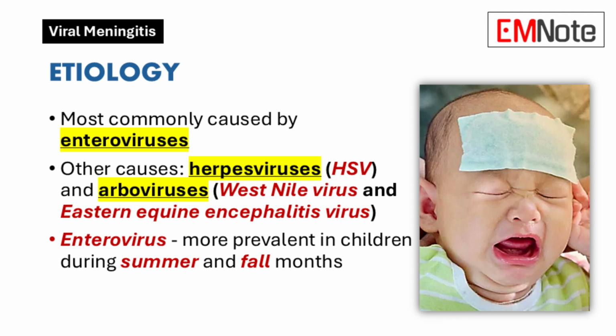Understanding the etiology helps in identifying high-risk populations and implementing preventive measures. For instance, enteroviruses are more common in children and during the summer and fall months.